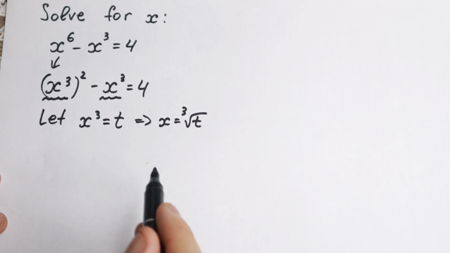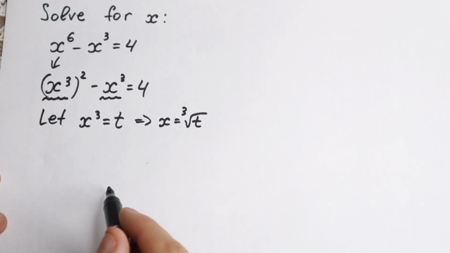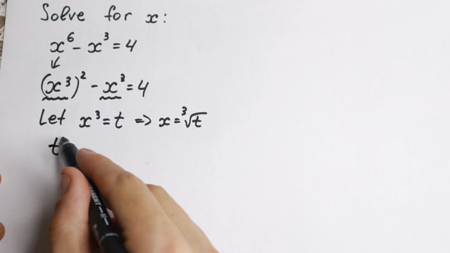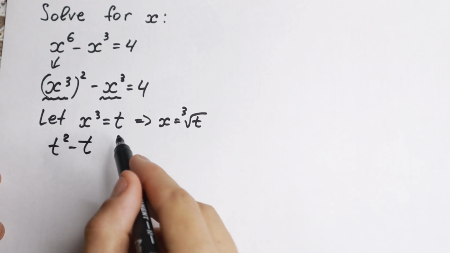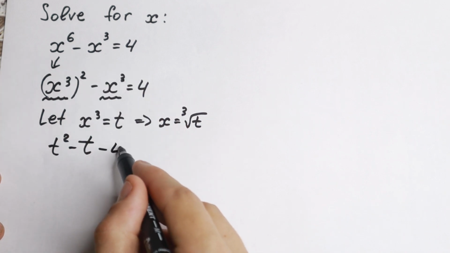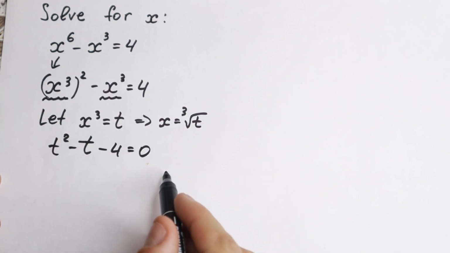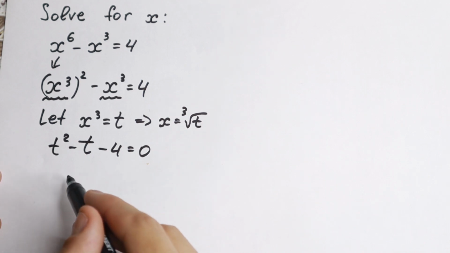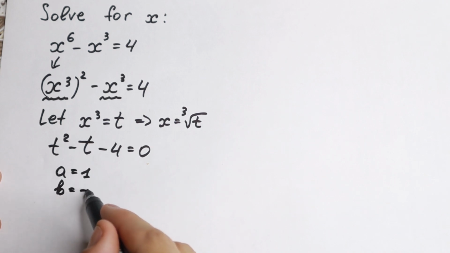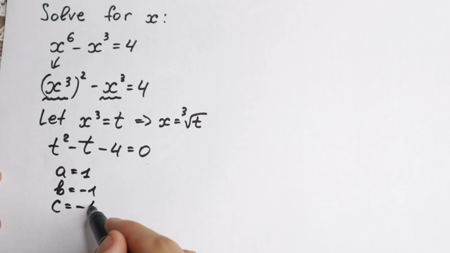We can do this substitution. What are we going to do next? Let's plug in t instead of this x cubed. What equation will we have? We will have t squared minus t, and I bring this 4 to the left from the right, minus 4 equal to 0. This is a classic quadratic equation. Everyone knows how we can solve this quadratic equation. So from here, a equals 1, b equals minus 1, and c equals minus 4.